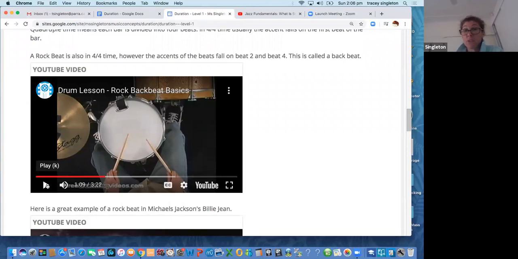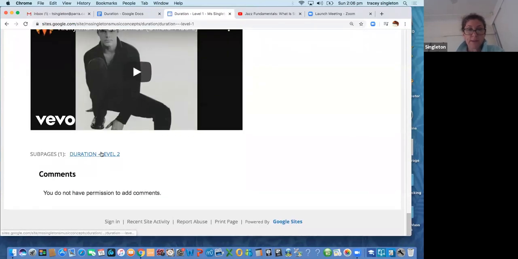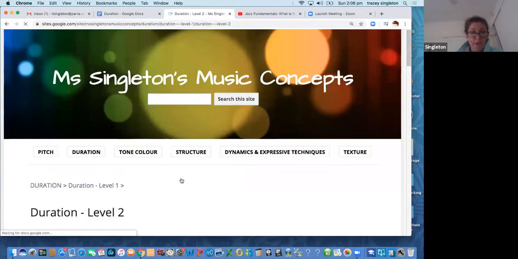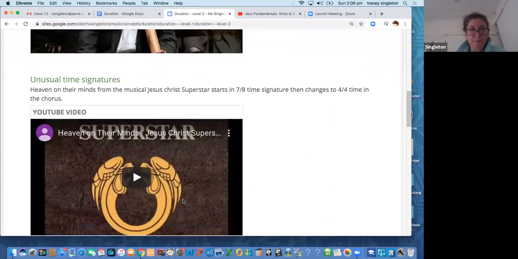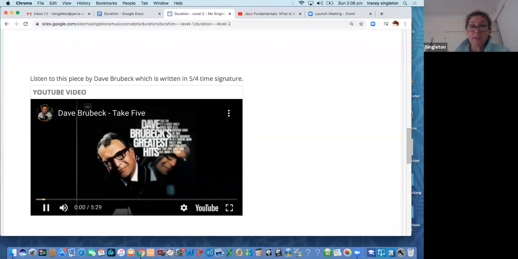And then of course you can get really unusual time signatures. I think I've got one here to show you. This one is in 5/4 time. It's a jazz piece, but when you're counting it, you count up to 5.